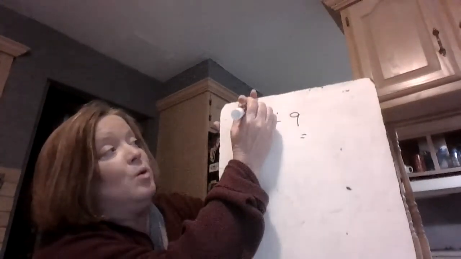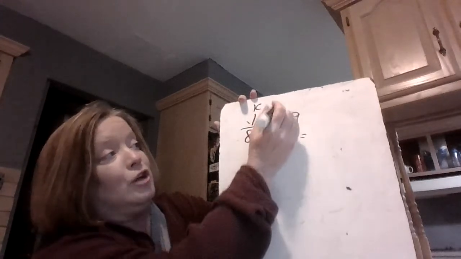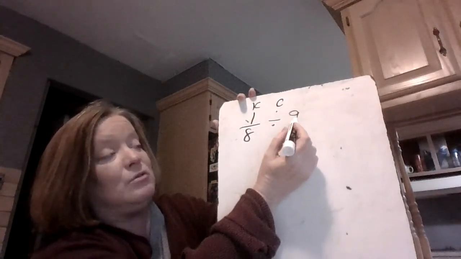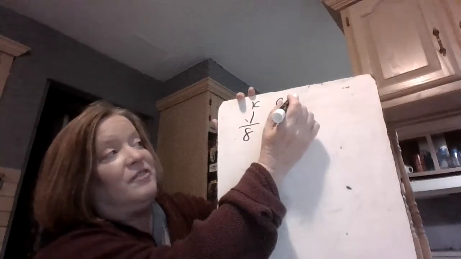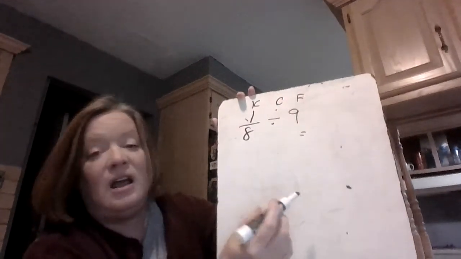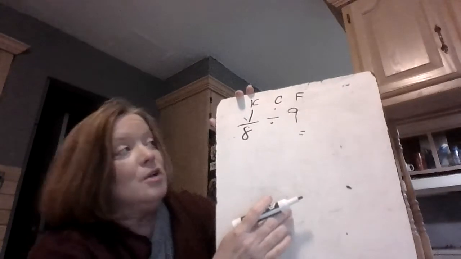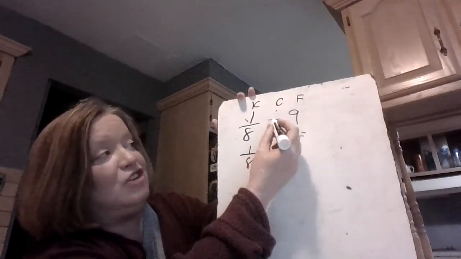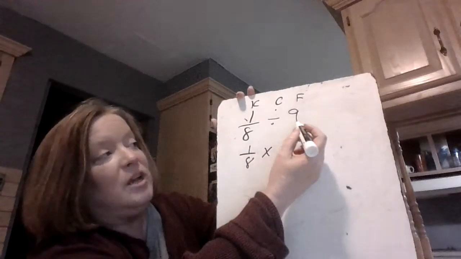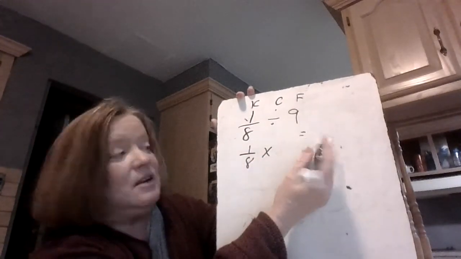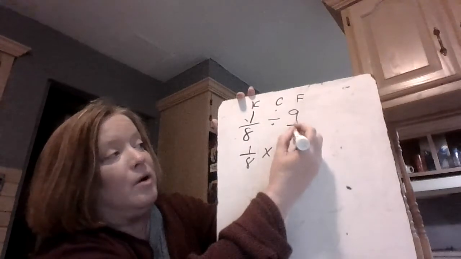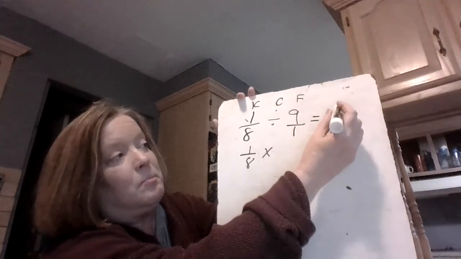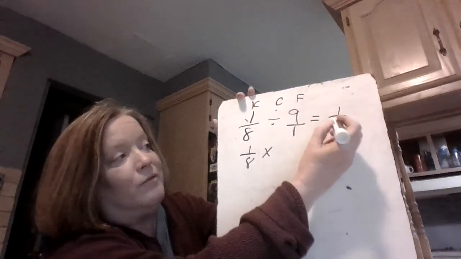So you're going to keep the 1/8. You're going to change the sign to multiplication from division, and you're going to give the reciprocal or flip this whole number 9 and give its reciprocal. So let's go through this. So you've got 1/8. I'm going to keep it. I'm going to change division to multiplication. And we know technically from the past 2 days that 9 is the same as 9/1. So I'm going to give its reciprocal by flipping it, and 9/1 is going to become 1/9.